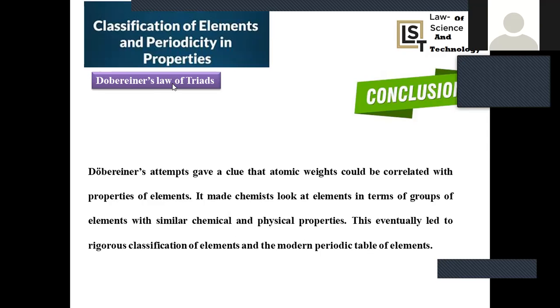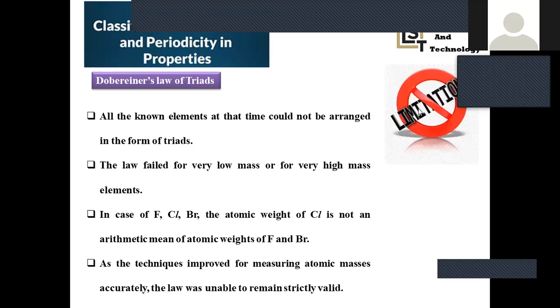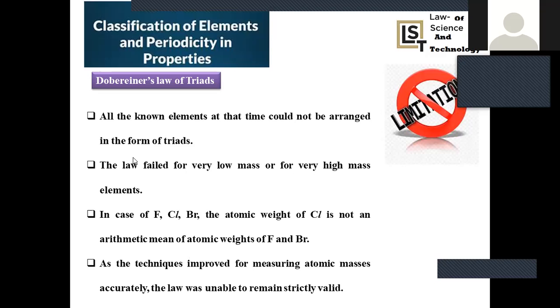So same kind of assumption which is given by this scientist Dobereiner, but with this shorter one, only three elements were taken. Now we expanded into a very large number of elements in the modern periodic table. Dobereiner's law of triads faced certain limitations. All known elements at the time could not be arranged in the form of triads.